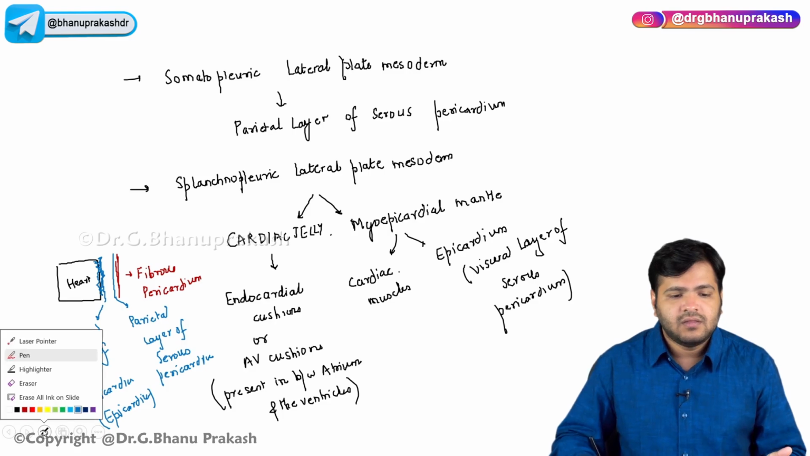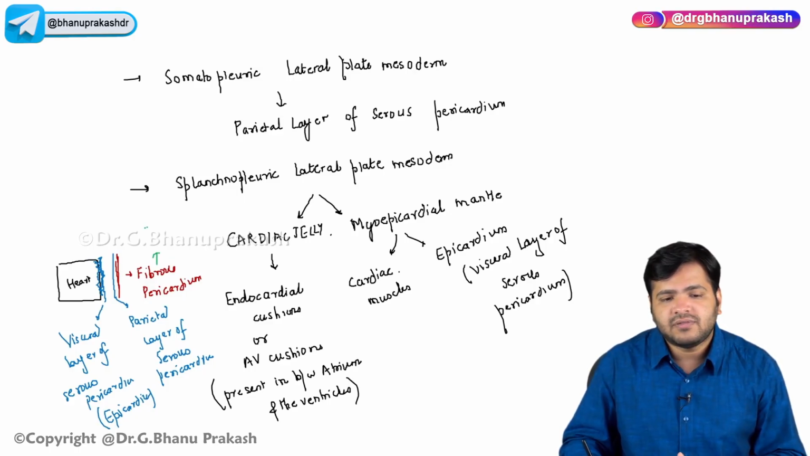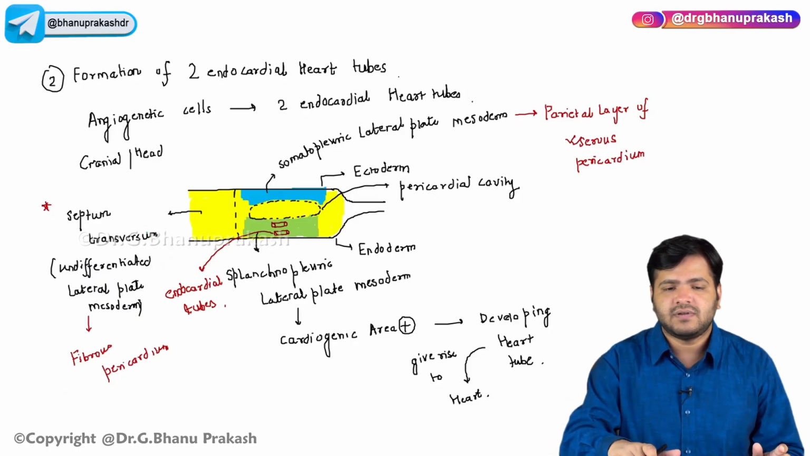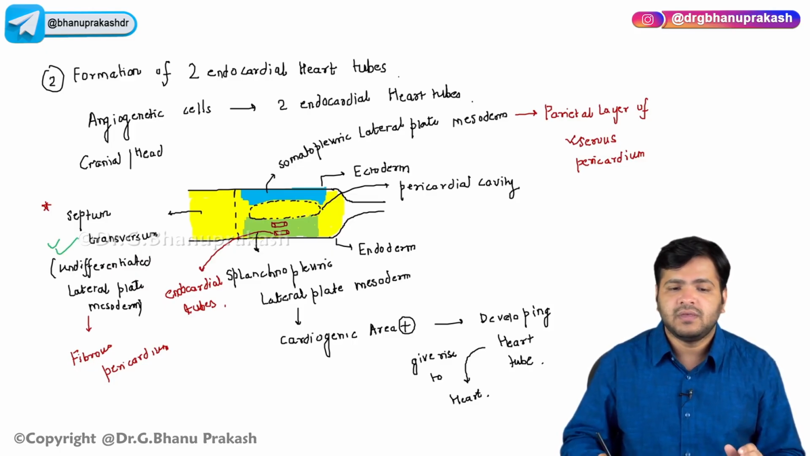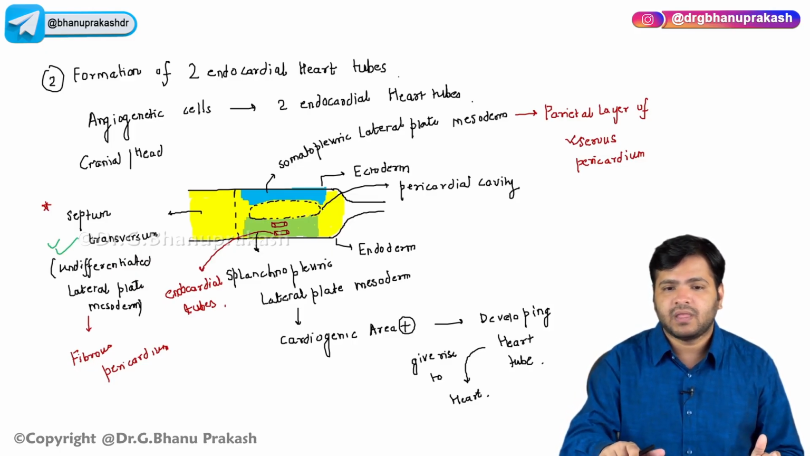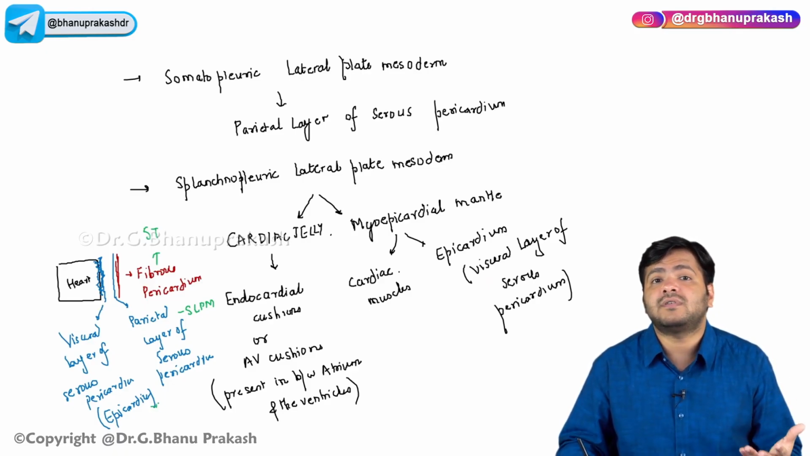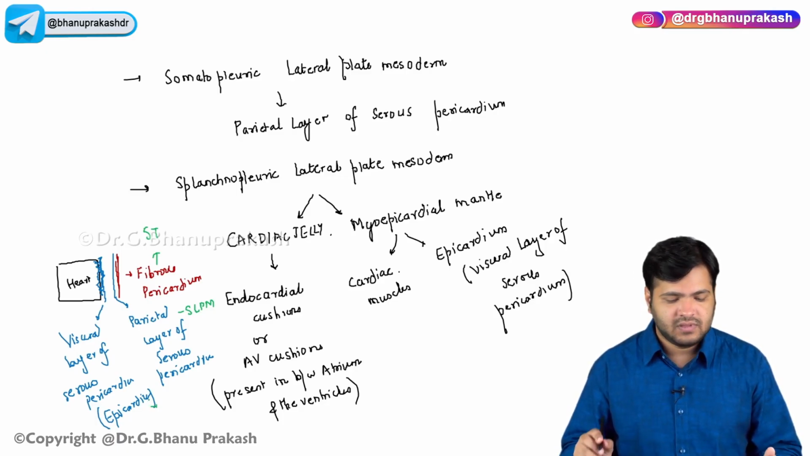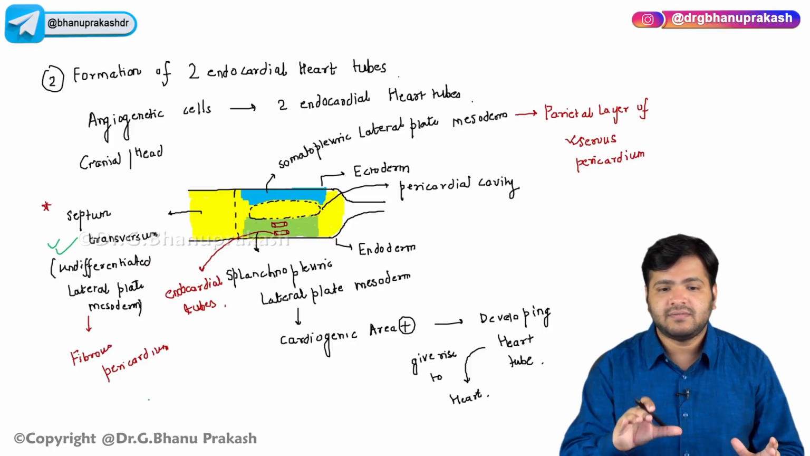So you already know the fibrous pericardium will be coming from the septum transversum, right? The septum transversum, we have already learned about this. This is an undifferentiated lateral plate mesoderm, right? Whereas the parietal layer will come from the somatopleuric lateral plate mesoderm, and the visceral layer will come from the splanchnopleuric. And which part of the splanchnopleuric? It is the myoepicardial mantle, right? So yes, that was about the derivatives that we have seen.